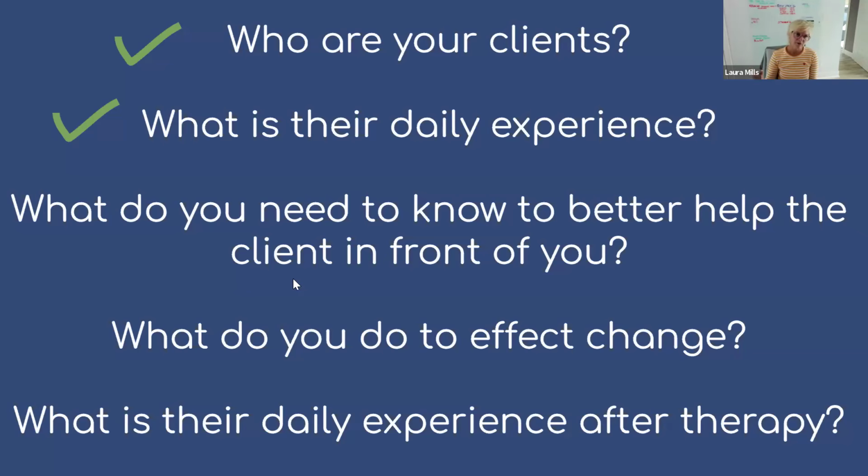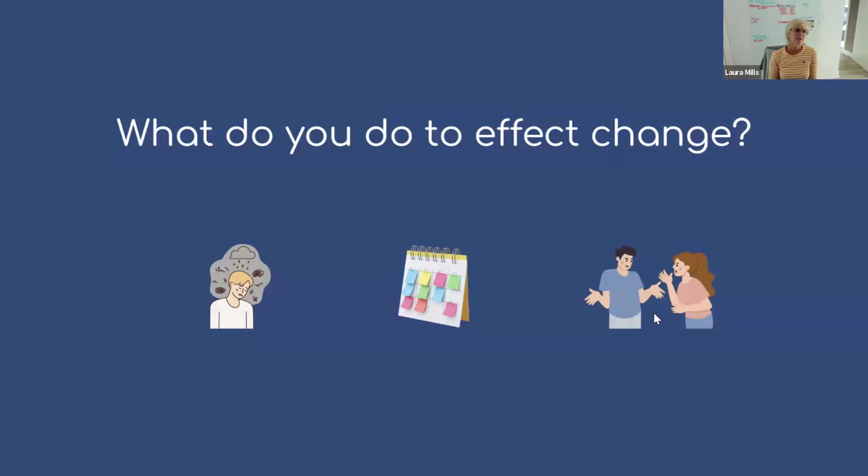Okay, so we've gone through who your clients are, what their daily experience is, and what you need to know to better help the client in front of you. And so now we're going to go into what you do to affect change. And this is another thing that can be measured. So for example, at the program I used to work on, we always felt that emotional intelligence or maturity was the magic in our box that helped people change. And we measured the change on lots of things, from school to mental health, you name it. But it's really hard to measure maturity.